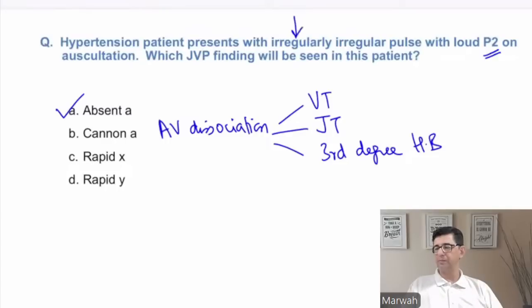Okay, guys. No, no, doc. Anishu, you don't need to even check for anything else. As long as it is an irregular pulse, you are cool to go ahead with absent A wave. I was just trying to work out all the aspects there.